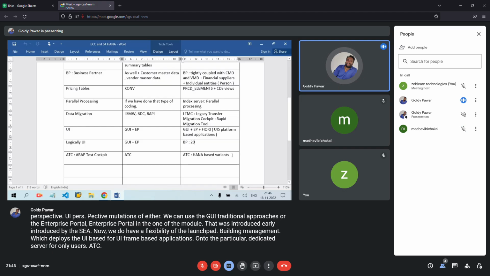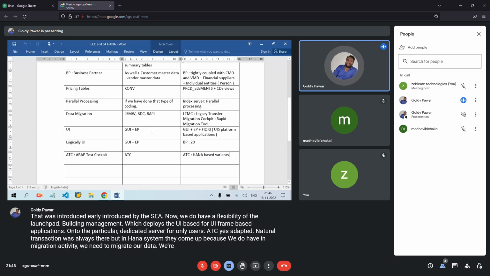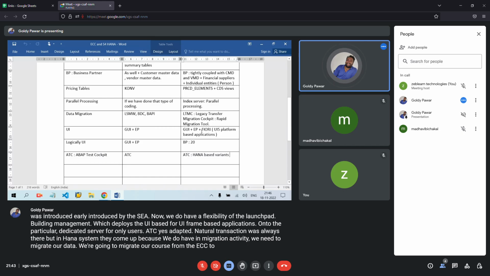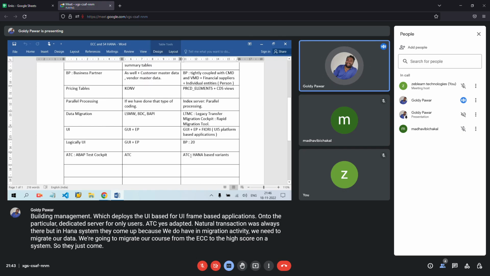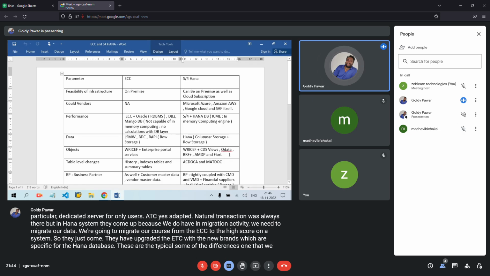ATC, the ABAP Test Cockpit. The transaction was always there, but in HANA they came up with upgrades because in the migration activity we need to migrate our data and our code from ECC to the S4HANA system. So they have upgraded the ATC with new variants which are specific to the HANA database. These are some of the typical differences that we tried to cover.